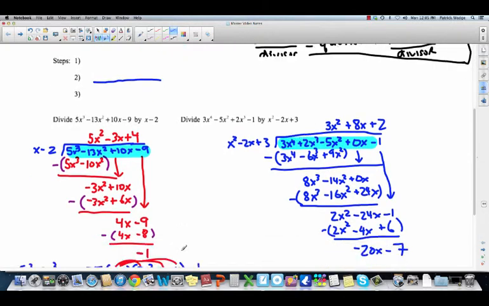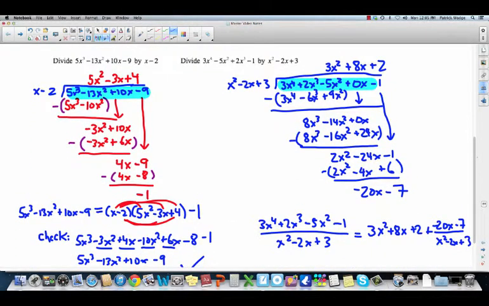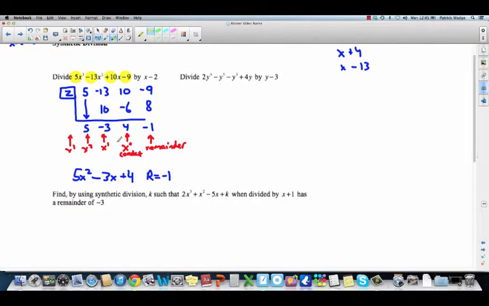Down here, you see our answer was right here: 5x squared minus 3x plus 4 with a remainder of negative 1 when we did all that long division. It's exactly the same question. I just copied and pasted. Look what we have here: 5x squared minus 3x plus 4 with a remainder of negative 1. It's exactly the same. I hope you agree with me. This is way faster. Okay, let's do another synthetic division.